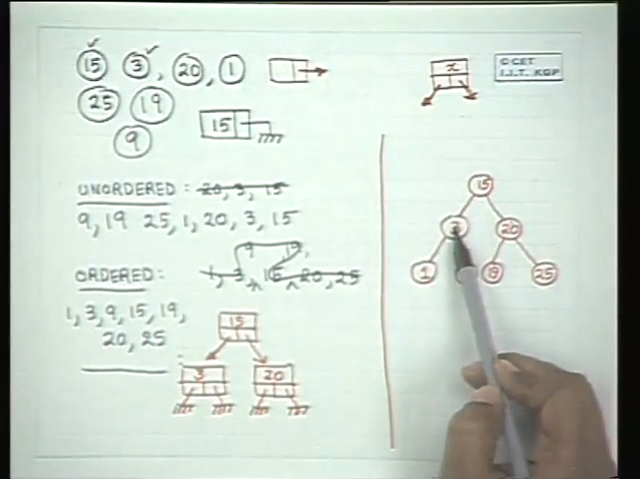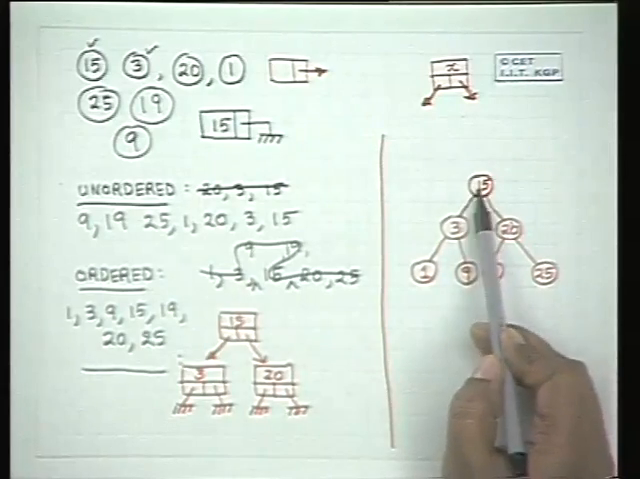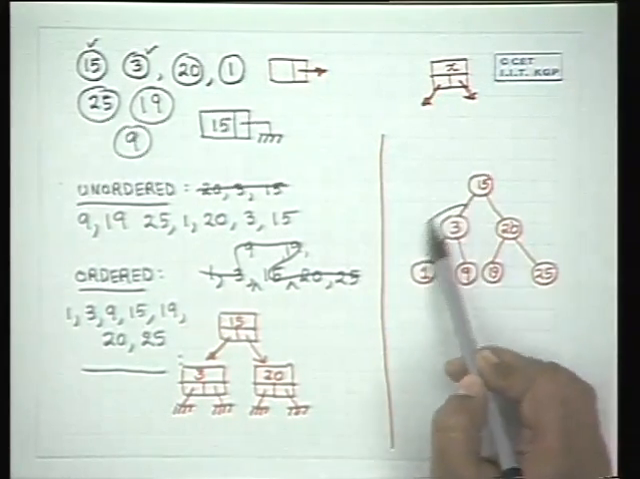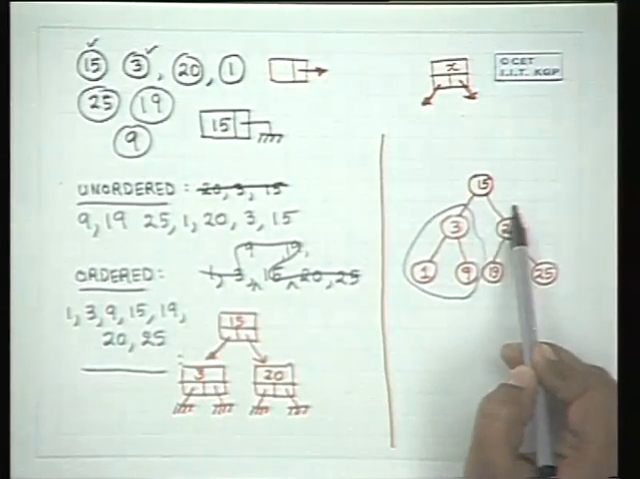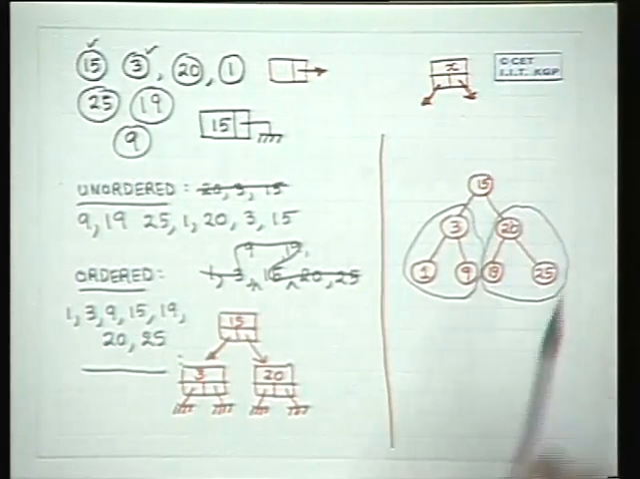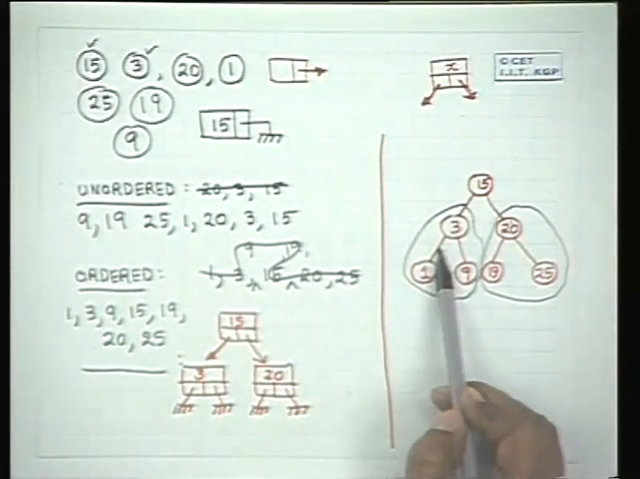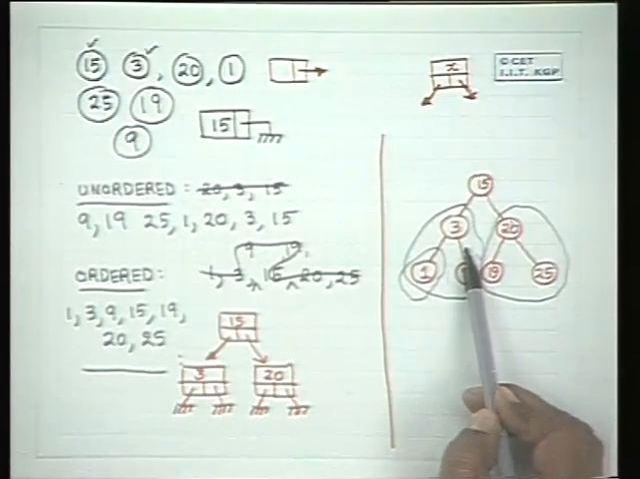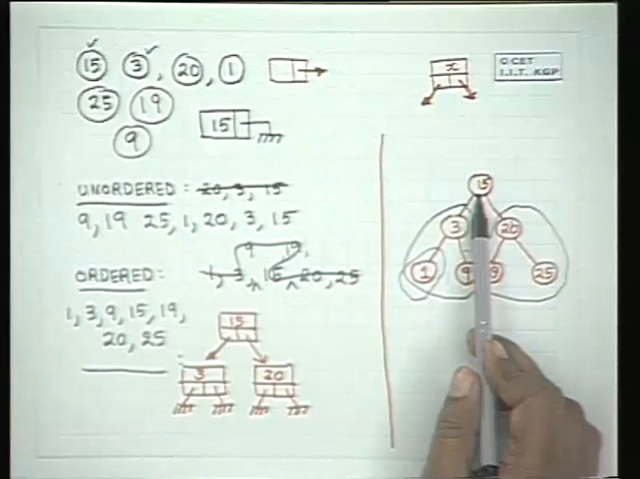These are less, so the one which has got, say, this pointer has got elements less, this full side will be less than 15. All elements here will be greater than 15. Similarly, all elements here will be less than 3. All elements here will be greater than 3 but less than 15.